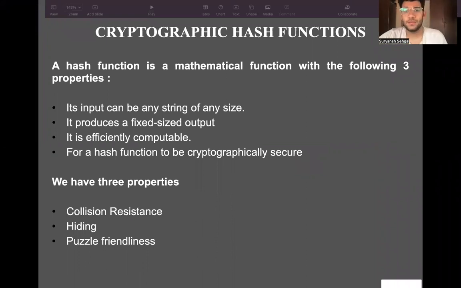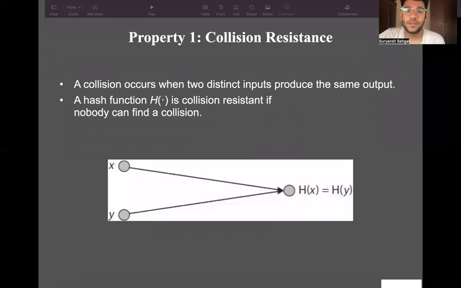And now I'll be speaking about cryptographic hash functions. A hash function is a mathematical function with the following properties. Its input can be any string of any size. It produces a fixed-sized output. It is efficiently computable. For a hash function to be cryptographically secure, we have three properties: collision resistance, hiding, and puzzle friendliness. The first property is collision resistance.